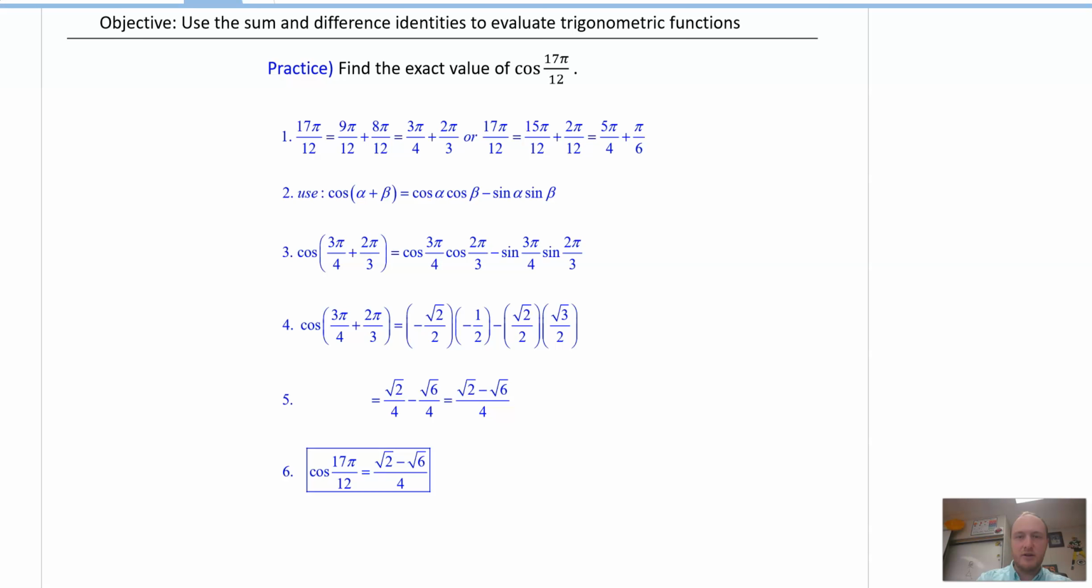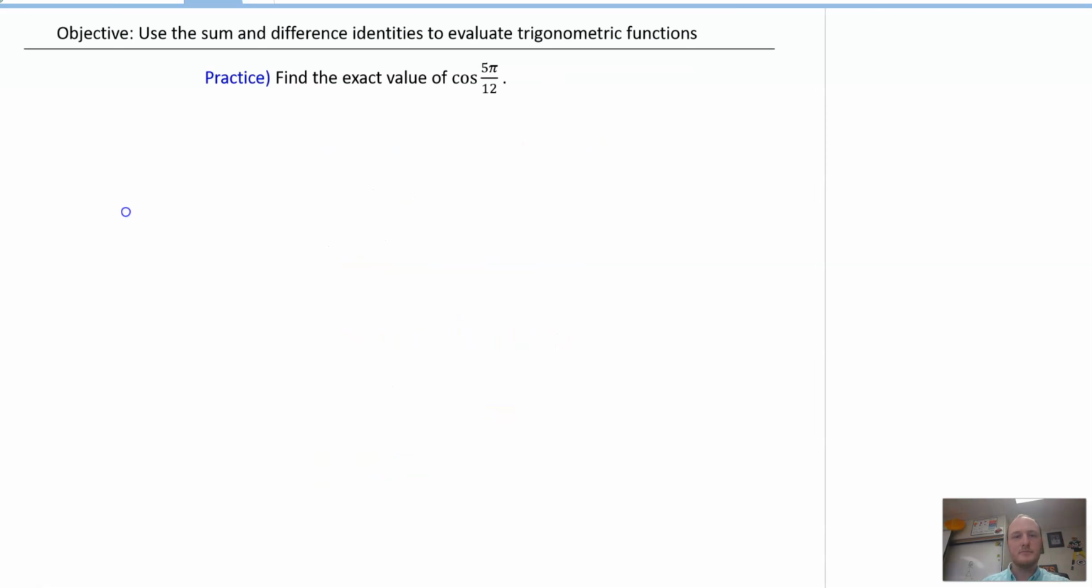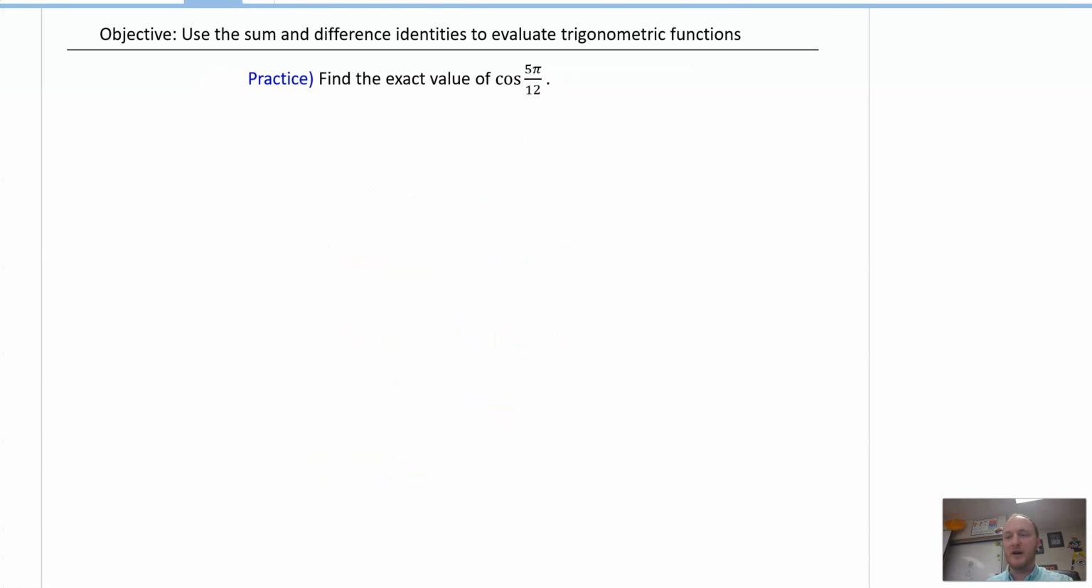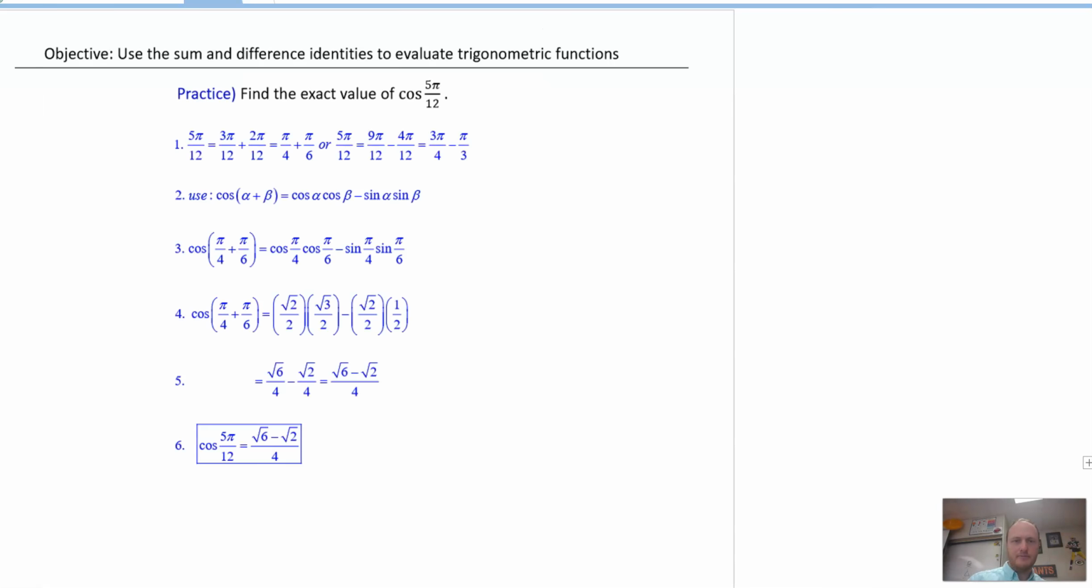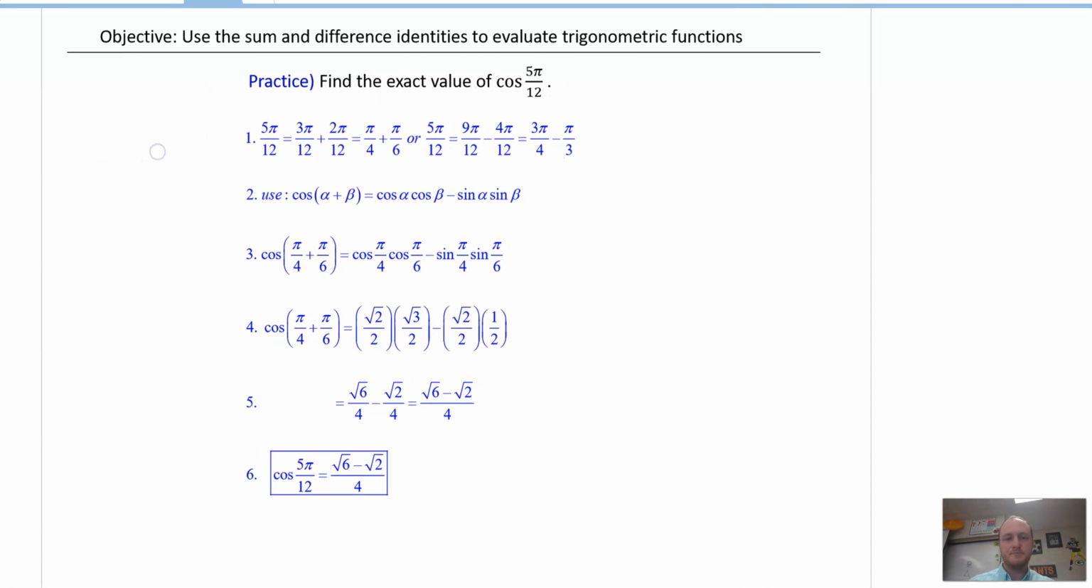And then here's another example. Okay, so what is cosine of 5 pi over 12? Please pause the video, try this one. Okay, hopefully you paused it. Here is the answer. So it should be root 6 minus root 2 over 4.